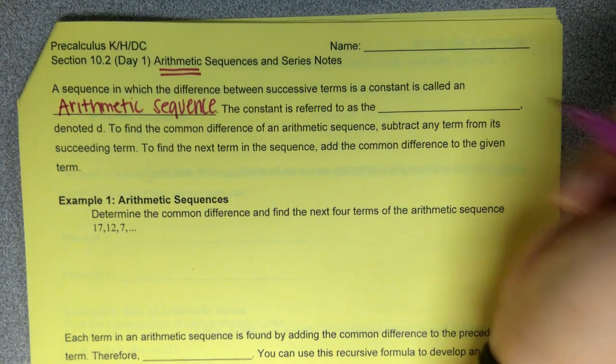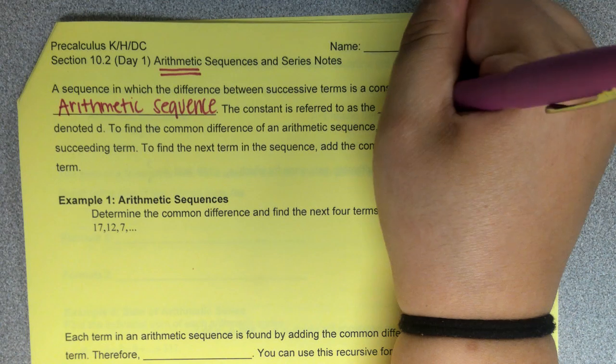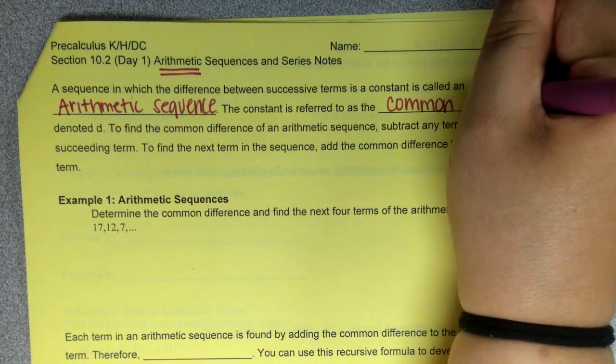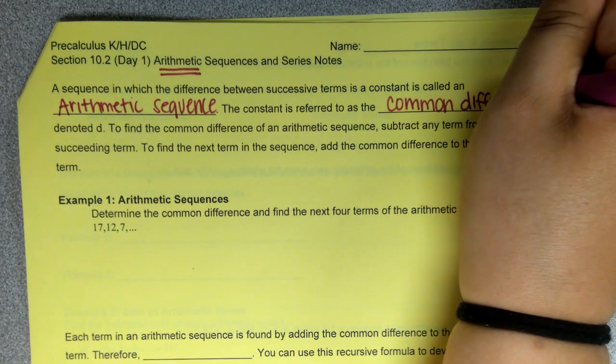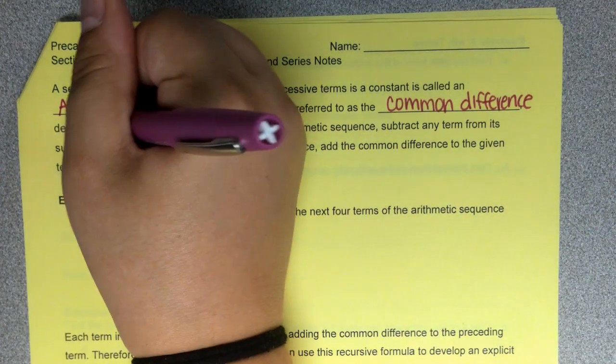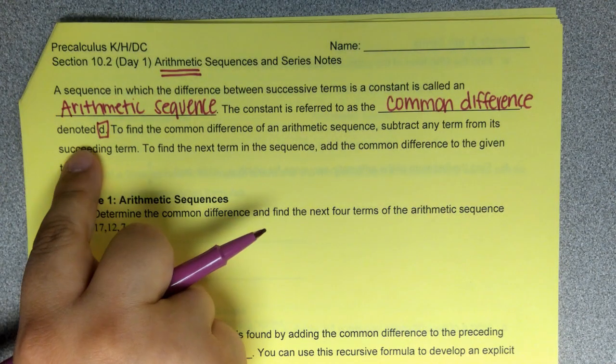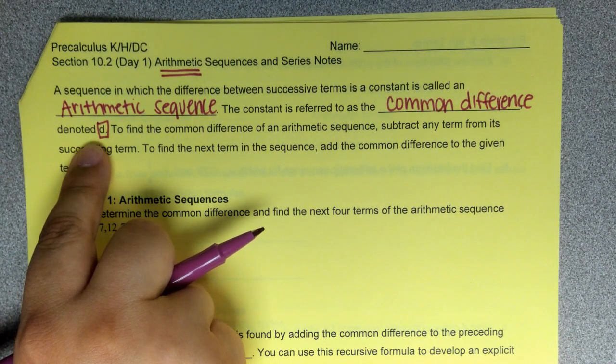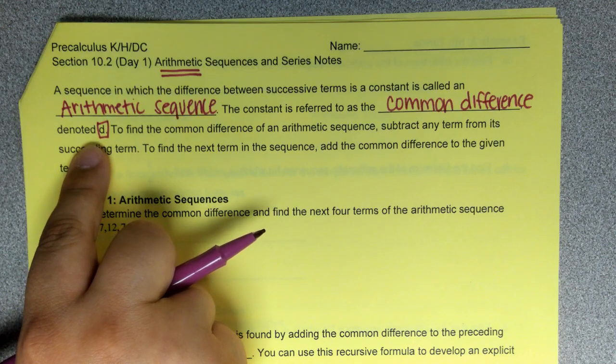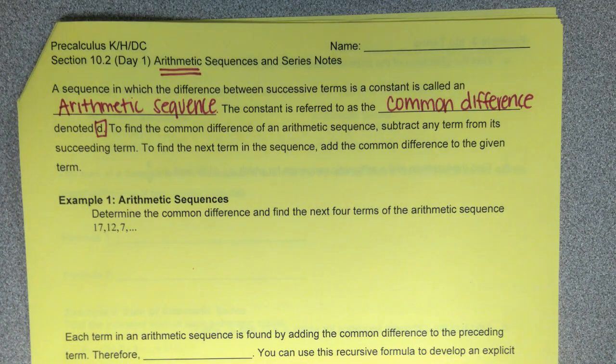The constant is referred to as the common difference, and we note this using the letter D. So can everybody please box that letter D right there? The common difference is just the number that you're adding by each time or subtracting by each time. To find the common difference of an arithmetic sequence, subtract any term from its succeeding term. To find the next term in the sequence, add the common difference to the given term.